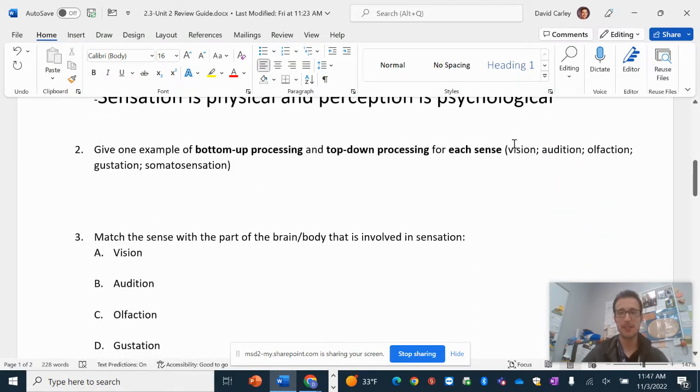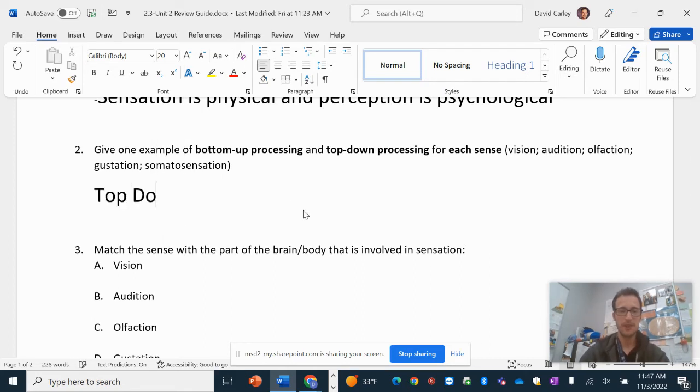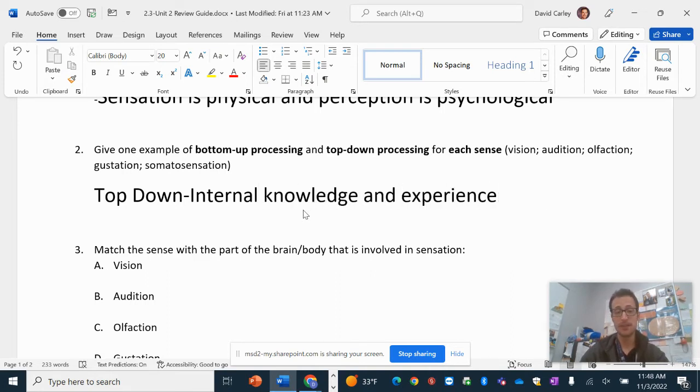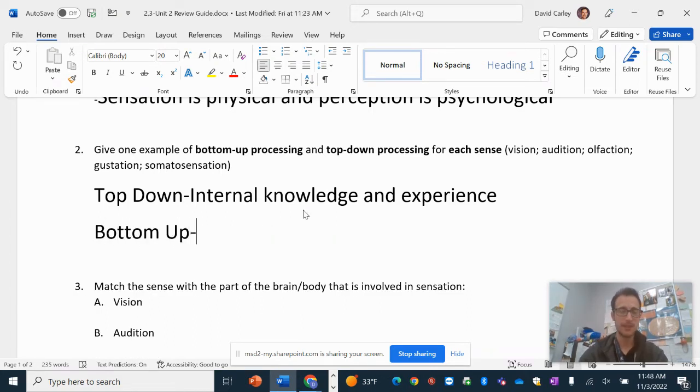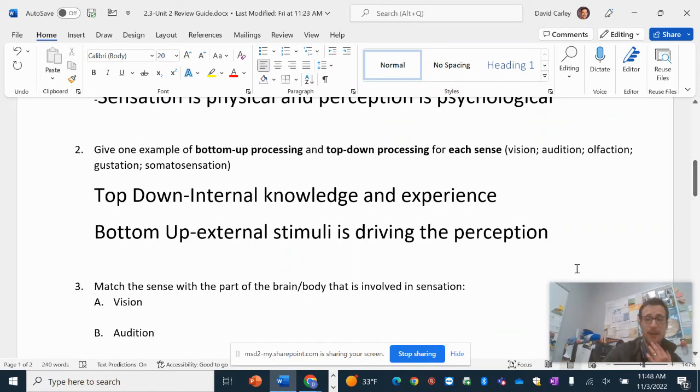One example of bottom-up and top-down processing for each sense. I'm not going to go through every single one, just give you an example. Remember that top-down is your internal knowledge and experience being used to create a perception. Bottom-up is where you are putting all the pieces together, so the external stimuli is driving the perception. A good one for taste is if you can smell something and you've eaten it before, and you can see it and it's chicken and you've had chicken a million times, you can already expect what that tastes like, and that's going to influence what you perceive it tasting like. Or if it's called lemon pepper chicken, you're going to have some preconceived notion of what that's going to taste like because of how you've tasted that type of recipe before.